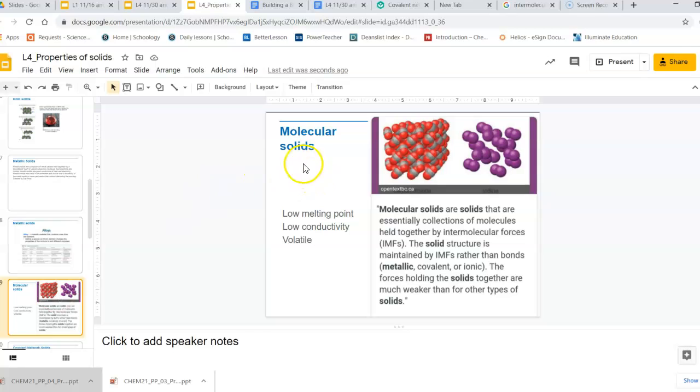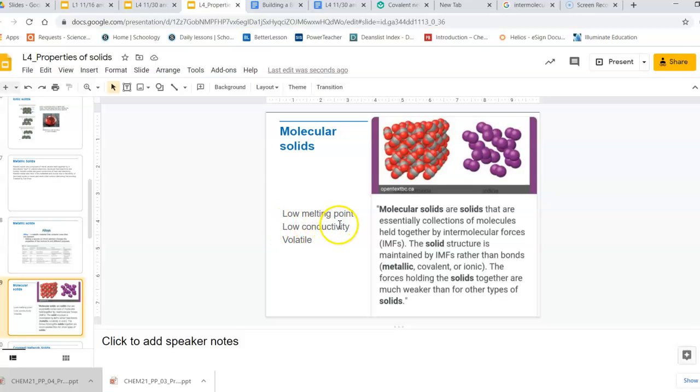Okay. Next is molecular solids. Those are pretty straightforward because it's really tough to get molecular solids. The reason for that is that they're covalently bonded, but what's holding them together is intermolecular forces. And you know that intermolecular forces are pretty weak. So it's hard to find them as a solid. You have to cool them down quite a bit in order to find them as a solid. Therefore, they have very low melting points.